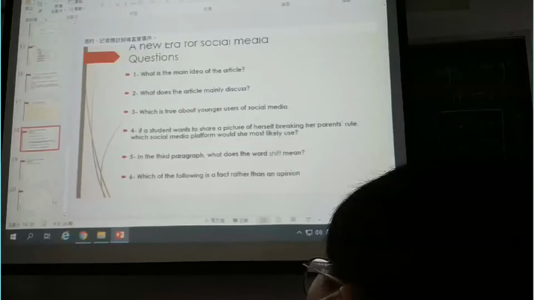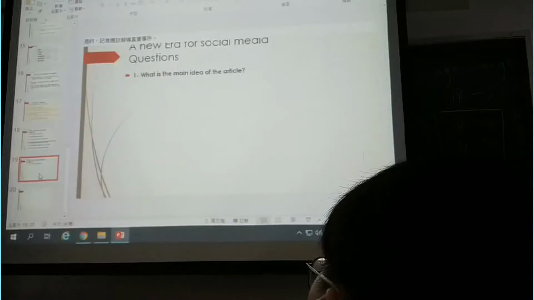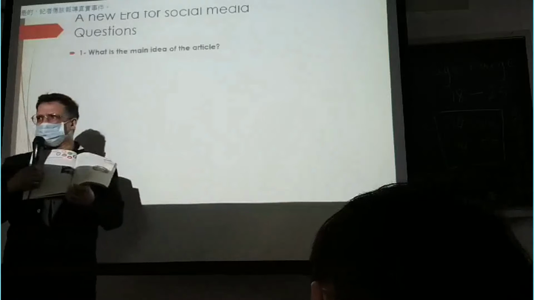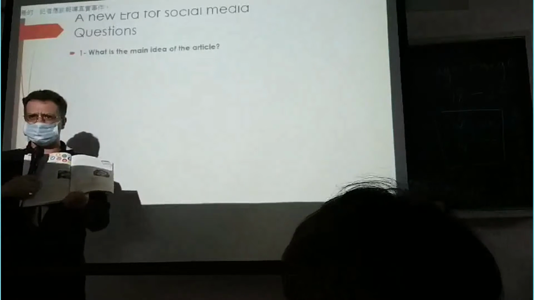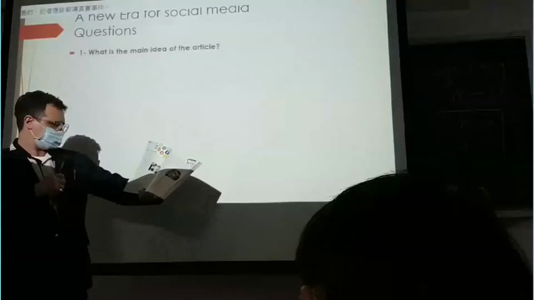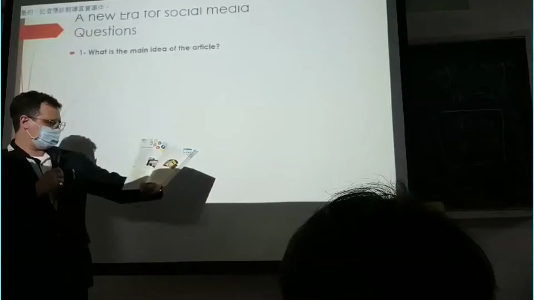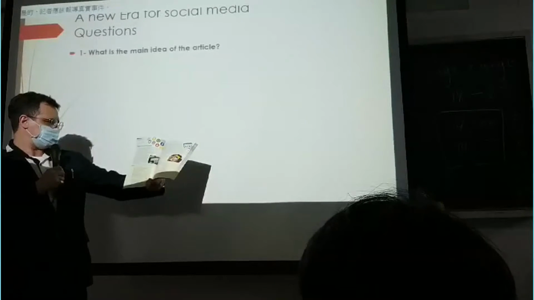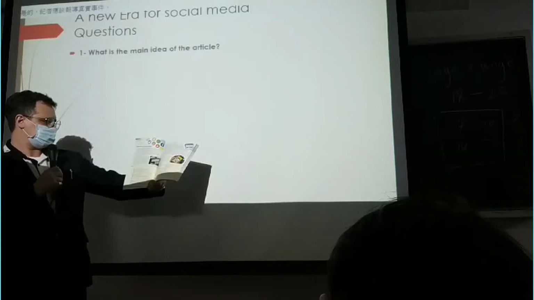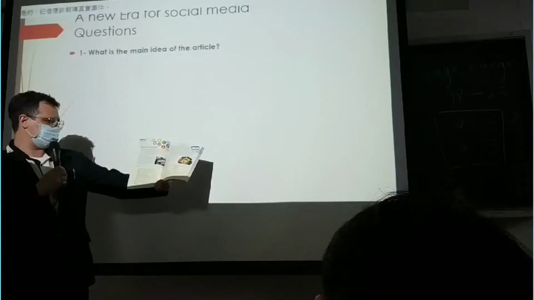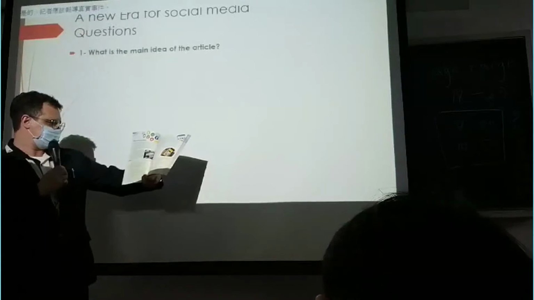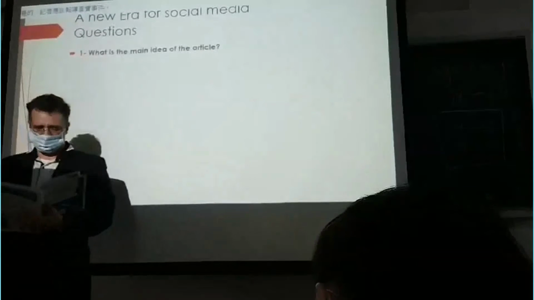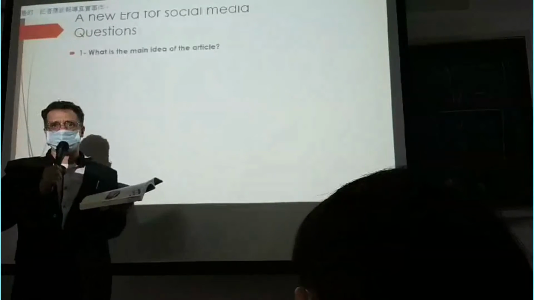I would like you to work on this question. What is the main idea of the text? So you can choose A. Facebook is the most popular social media. B. Snapchat and Instagram are better. C. Teens have their own favorite social media. And D. There are too many social media apps. A, B, C, or D.